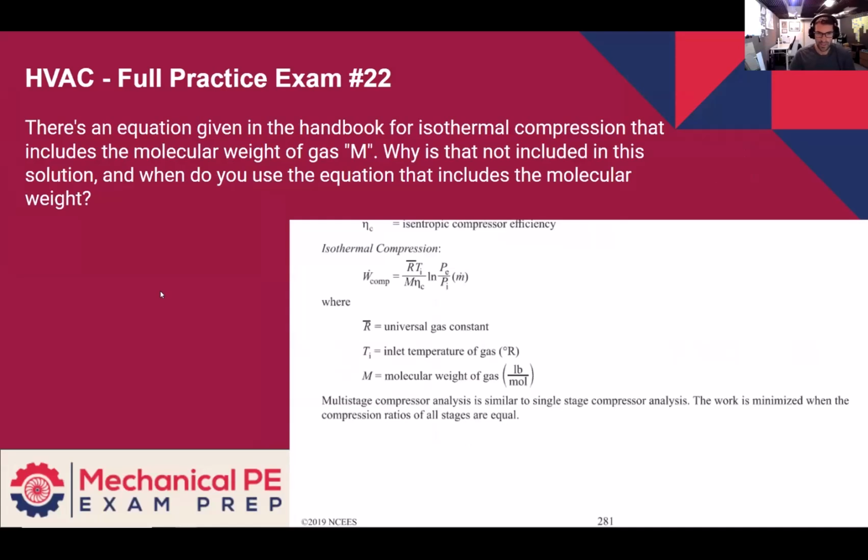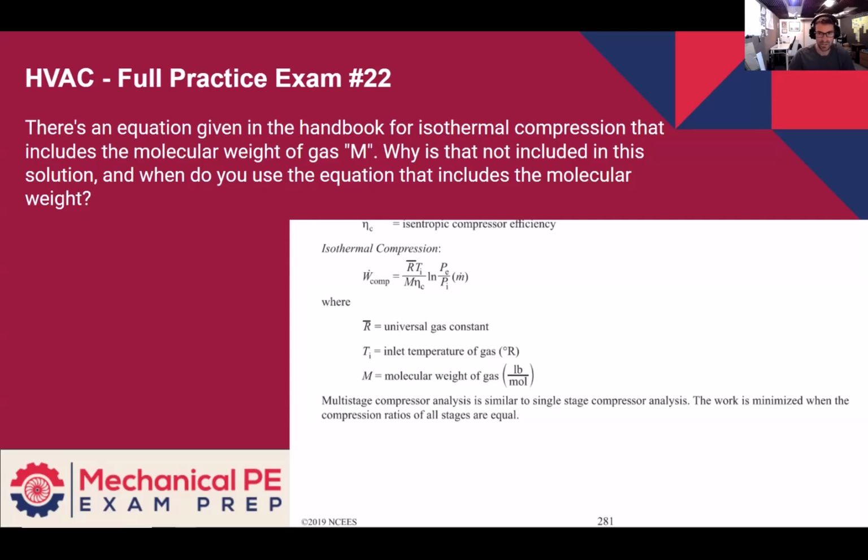Practice exam number 22. There's an equation given in the handbook for isothermal compression that includes the molecular weight of gas, M. Why is that not included in this solution? And when do you use the equation that includes the molecular weight?